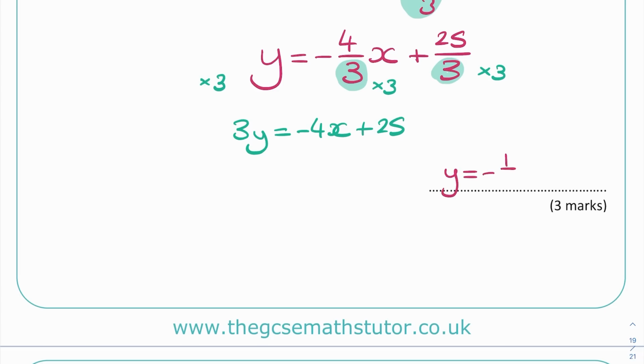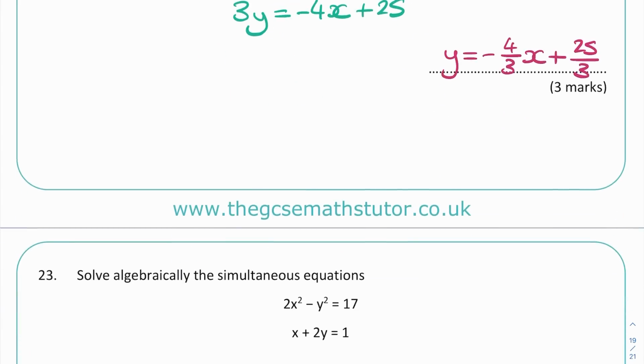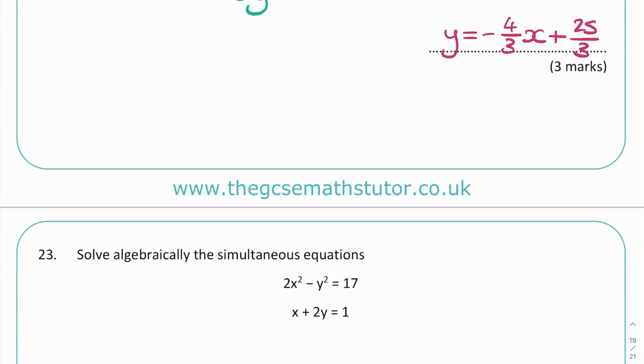So y equals minus 4 over 3x, let's just write that again, I've not written it properly, minus 4 over 3x plus 25 over 3. There we go, absolutely fine to leave your answer in fractional form like that.